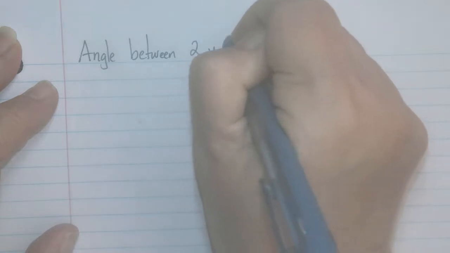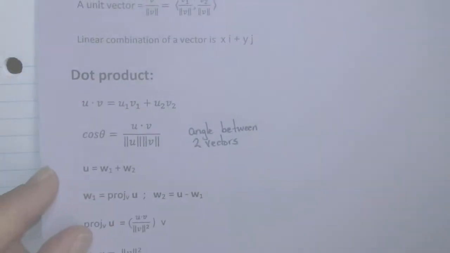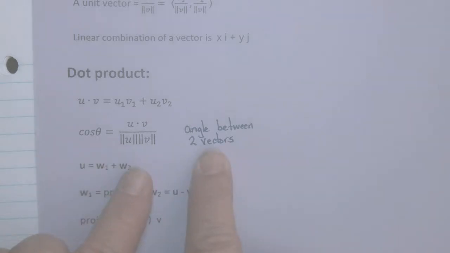All right. The angle between two vectors. So, the formula for this is on your purple sheet, but it's not labeled by what it is. So on your purple sheet here, this formula with cosine theta, right next to it, write angle between two vectors. That's what this is a formula for.